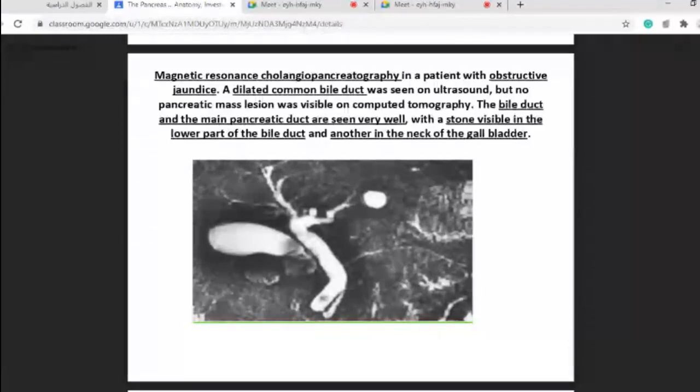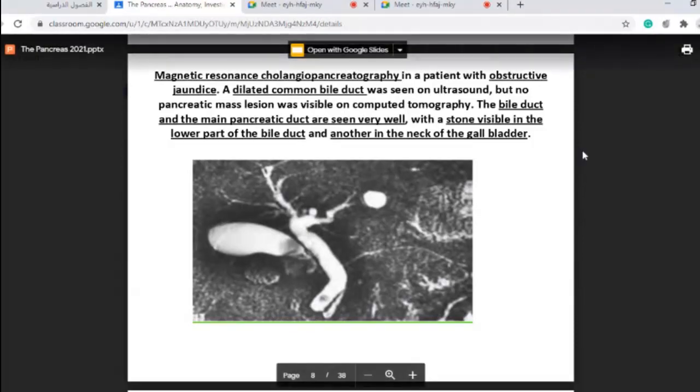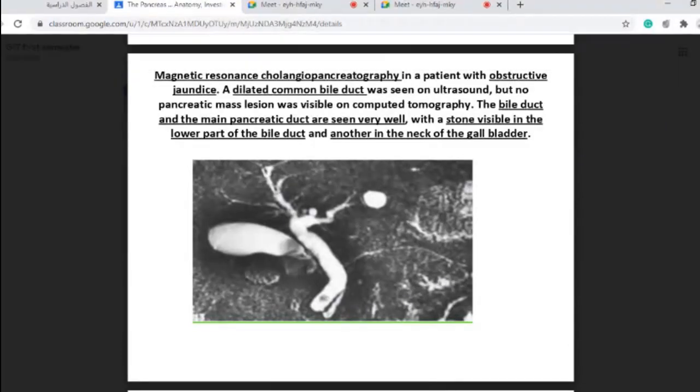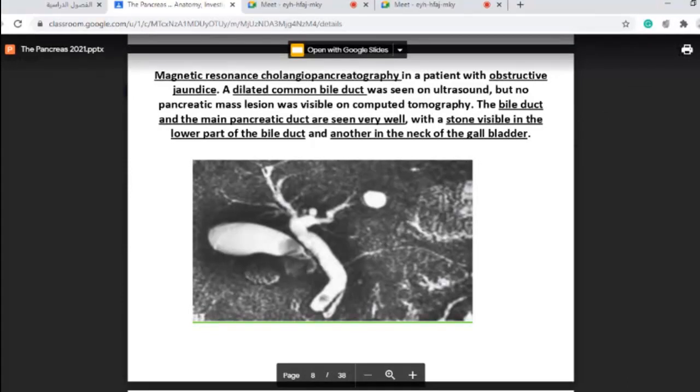To start with obstructive jaundice, we investigate the patient by ultrasound. If there is dilatation of intrahepatic bile ducts, we can go further and do MRCP. It is very clear there is a dilated common bile duct, and there are stones in the lower common bile duct and a stone in the neck of the gallbladder.